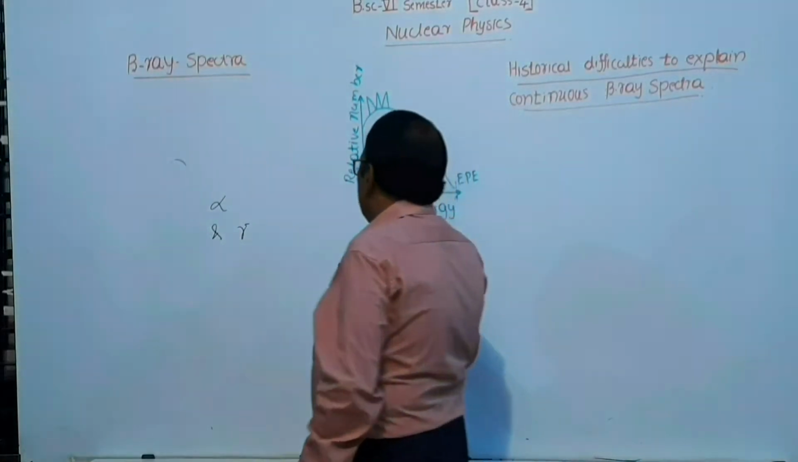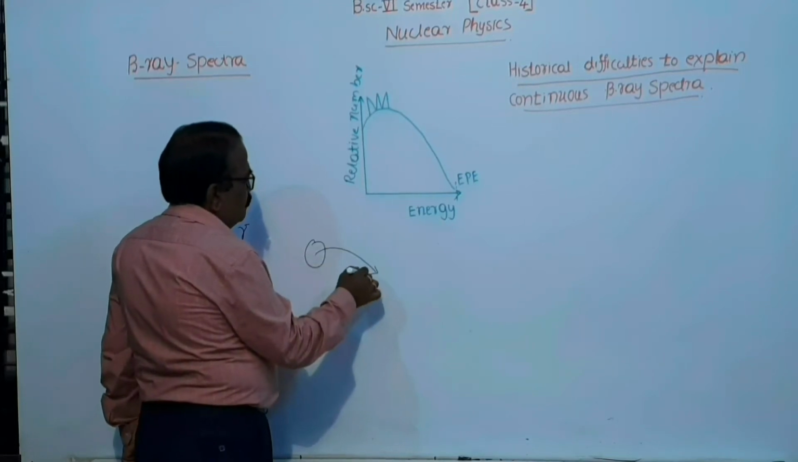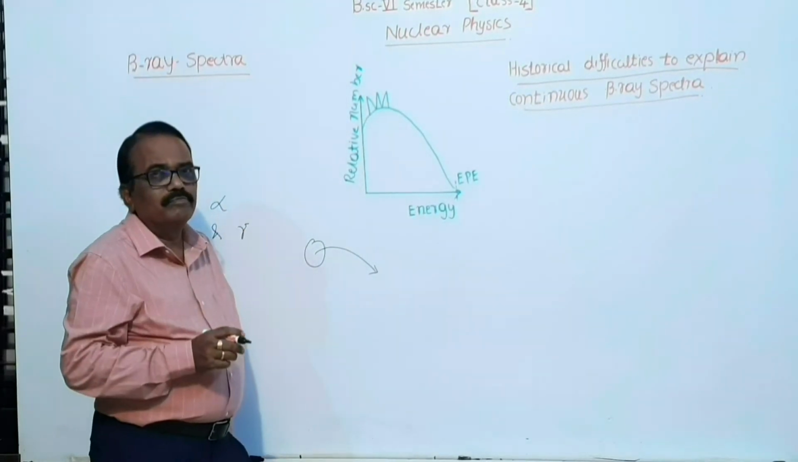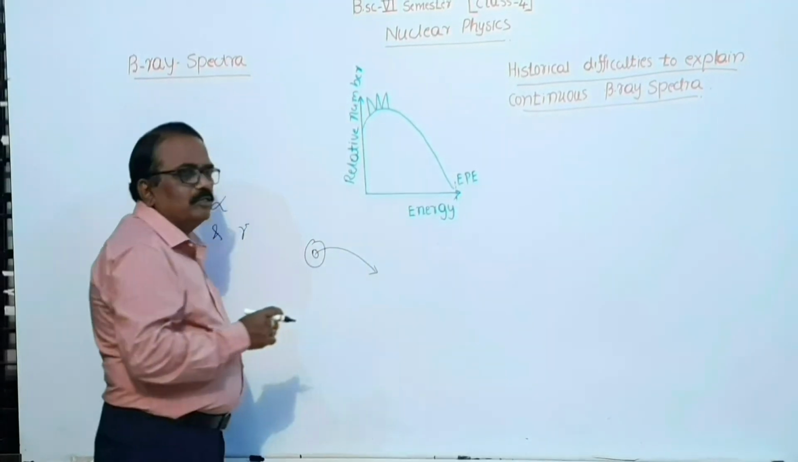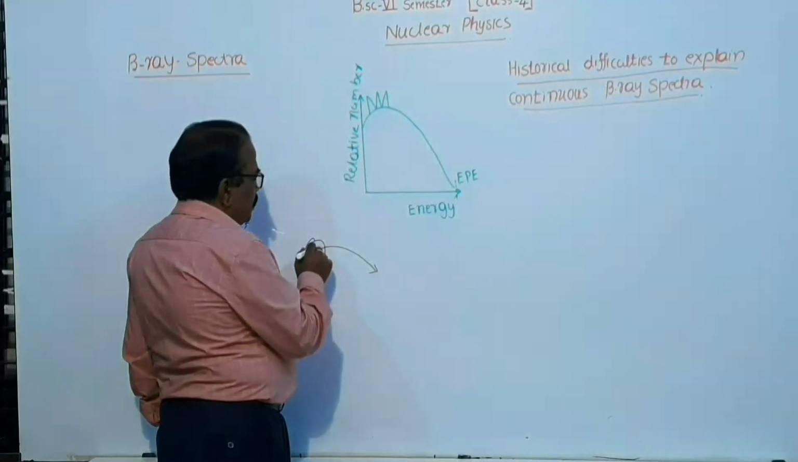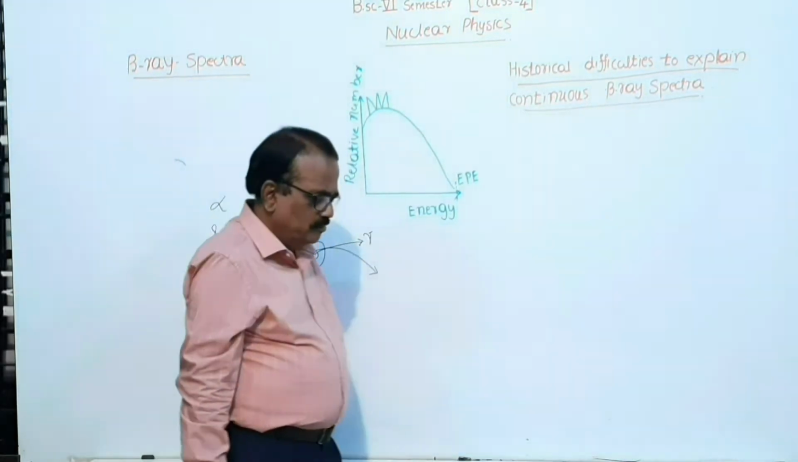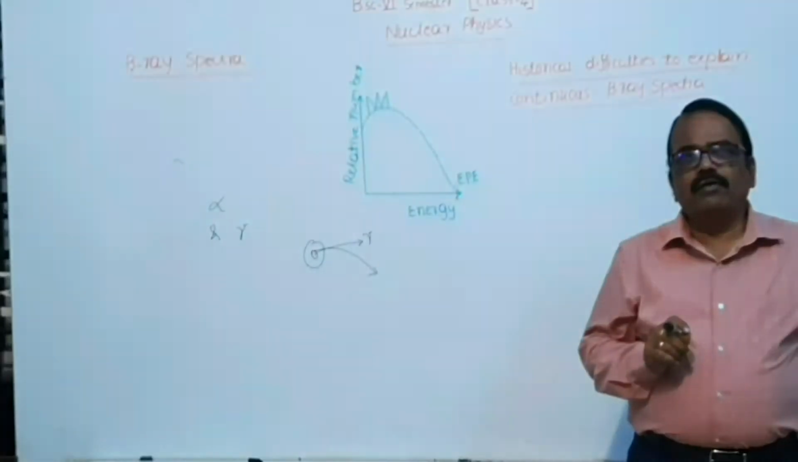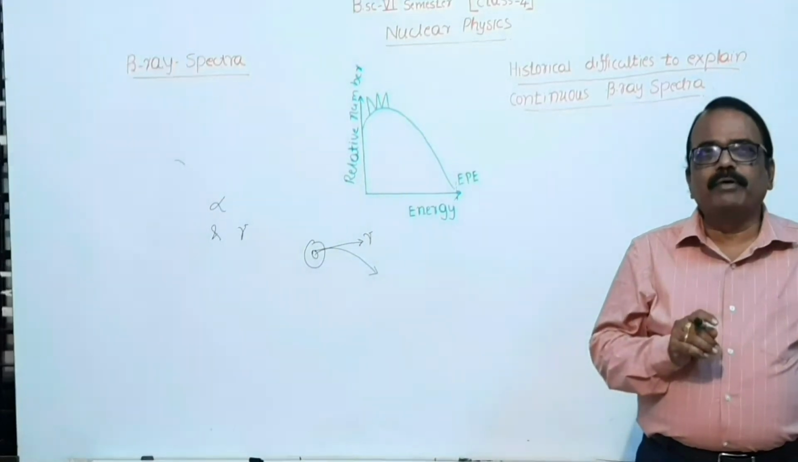When this beta particle comes out of the nucleus, it may not come out with the full energy. Then part of the energy is left inside the nucleus. Therefore, the emission of the beta particle is associated with gamma radiation. But also it is found that some of the radioactive elements do not emit gamma radiations.